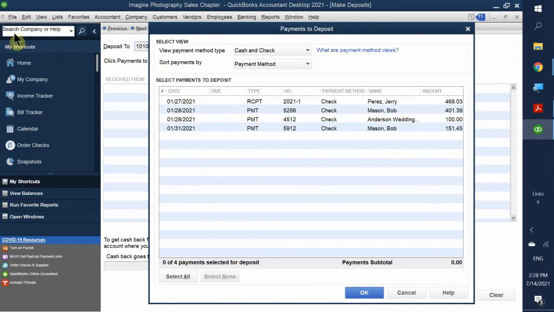Now, I believe there was a way that you could check all of them, but in this case, I'm just going to go ahead and check the ones that I have here. I think it's one of these buttons up here. But yeah, I only have four payments, so I'm okay with that. So now that I validated that I have all of these payments that are going to go through, and these are all my checks that I received, I'm going to go ahead and click OK.